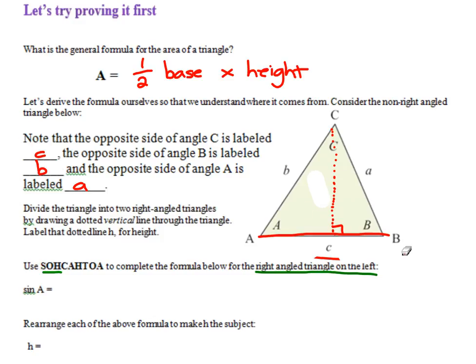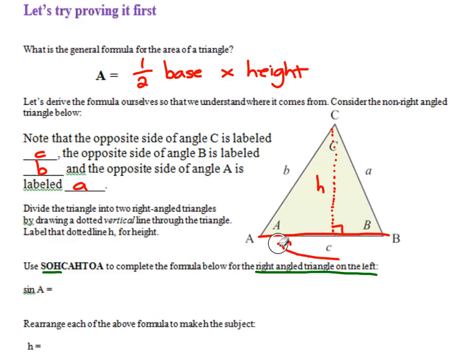Now what you're asked to do is divide this triangle into two right angle triangles by drawing a dotted vertical line through the triangle, which I've done already. And you're asked to label this dotted vertical line H for height. So effectively what we've done is divided this non-right angle triangle into two separate right angle triangles by drawing this vertical line, which I labeled H for height. We make a right angle triangle here, and it generates a right angle triangle over here as well. Now we're going to use SOHCAHTOA, trigonometric ratios, to complete the formula below for the right angle triangle on the left. We're talking about this right angle triangle.